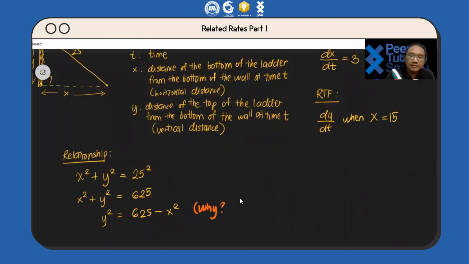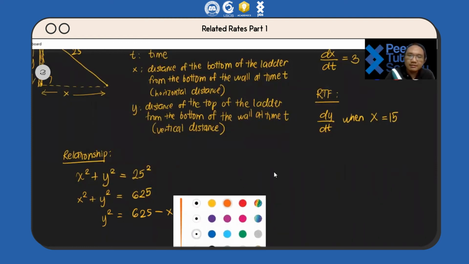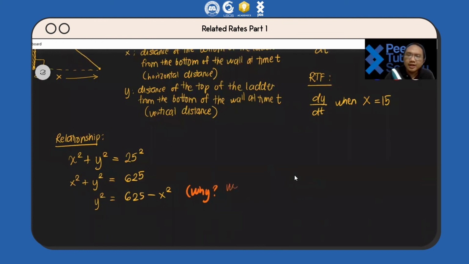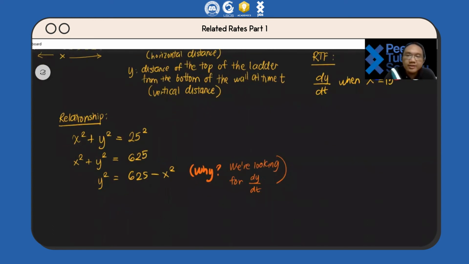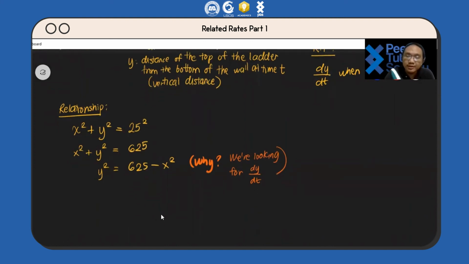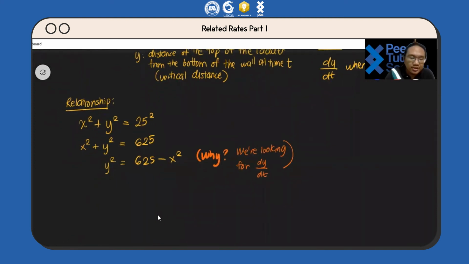Well, let's make this thinner. We're looking for dy/dt anyway, so why not isolate y as early as now? But if we don't isolate y, it's also okay. What's important is that we wiggle our way to solving this problem. But since we're looking for dy/dt, it's a good idea to isolate y already to the left-hand side of the equation. Now let's take the derivative of this one again using implicit differentiation.